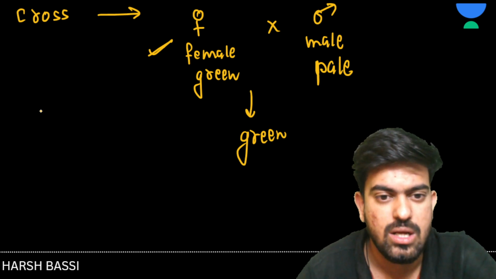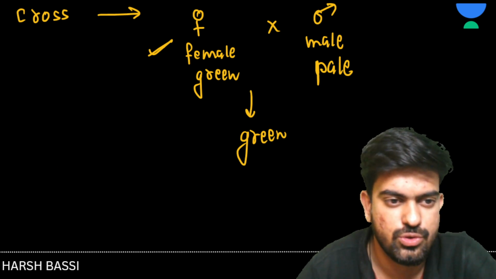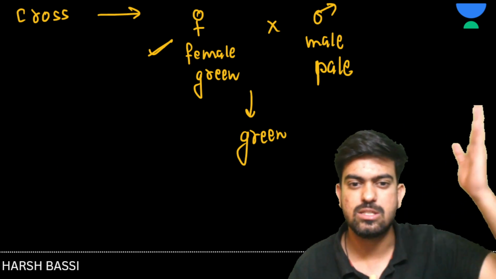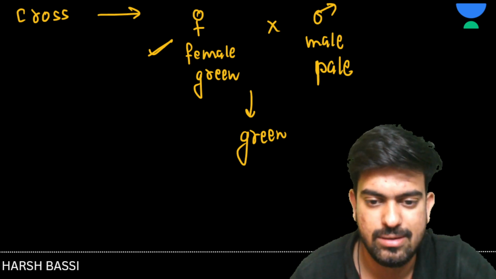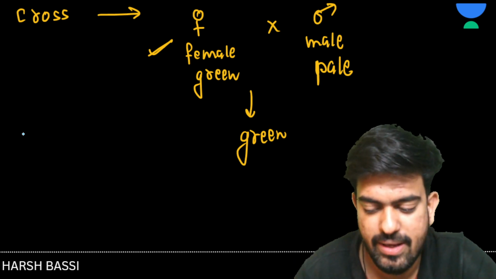In a similar manner, let's have another cross. Do I have a space here? Yes, sir, this much space is there, sir. Why are you not able to see? Why this behavior, sir?